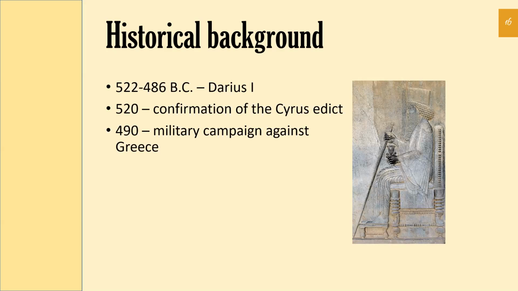And we know that in year 520, 2 years after he came to power, he confirmed the Cyrus edict or Cyrus decree, and the temple continued to be built. And actually, this time from 520 up to 515 is the time when the temple was actually built in 5 years. And in this time exactly, the prophets Zechariah and Haggai are prophesying, and they encourage people to continue the building as soon as possible.